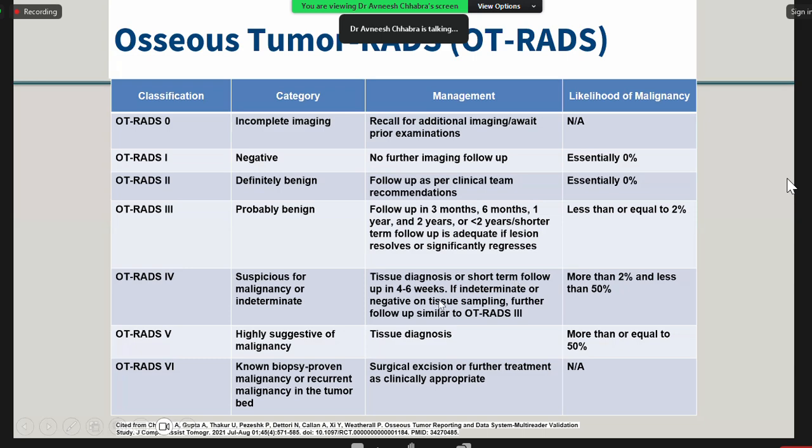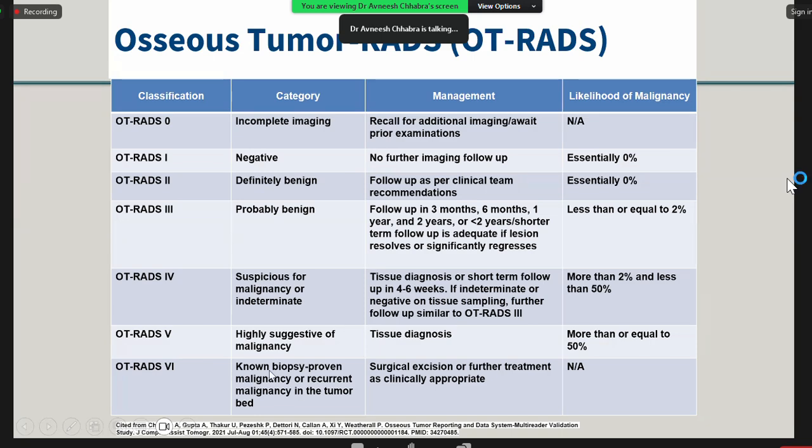And if indeterminate or negative on tissue sampling, you further follow up and discuss in the multidisciplinary teams what to do about it, because path can be falsely negative in some cases if they didn't get the representative material. 5 is highly suggestive of malignancy. So here you go straight to tissue diagnosis, and you have more than 50% chance it's malignant. And 6 is a known, biopsy-proven.